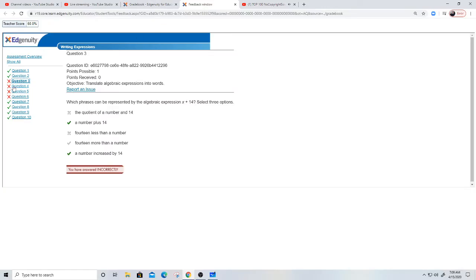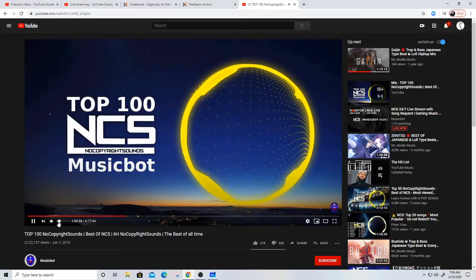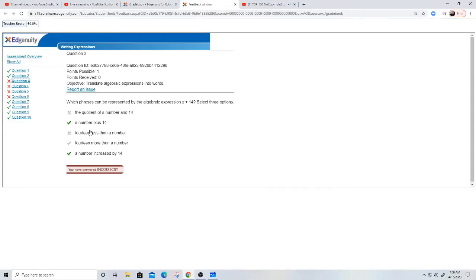All right, want to go over these 4 questions with, 7th grade is struggling with these guys. So, number 1, well, number 3, but we're looking at which phrases can be represented by the algebraic expression x plus 14. And basically, good job with the number plus. Good job with the number increased by 14. Also, 14 more than a number, okay?